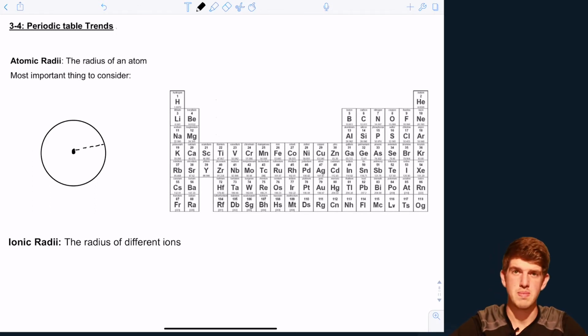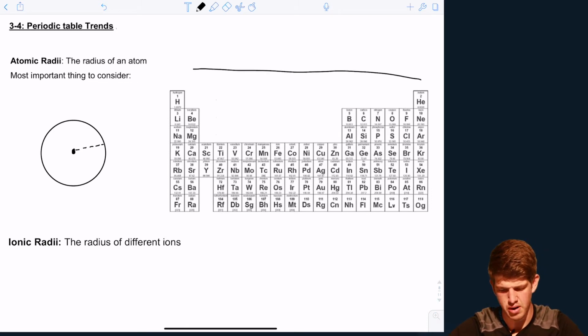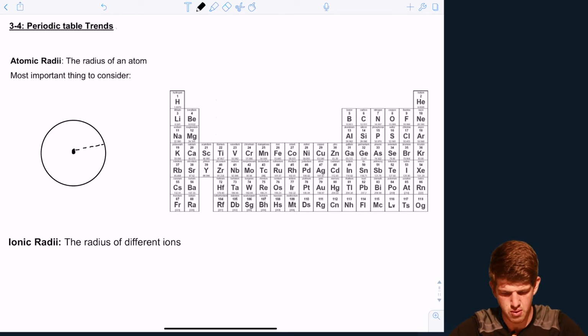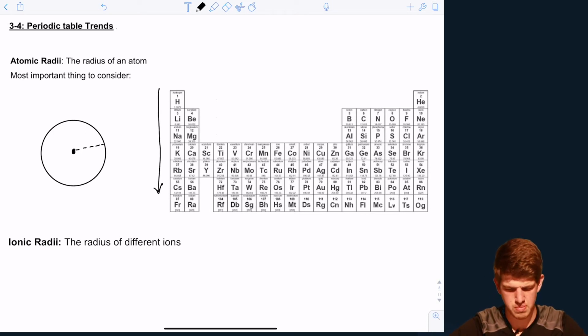If we're going to talk about the trends, usually most of these have some kind of pattern for if they increase, decrease, whatever. So for atomic radii, we increase the radius of an atom as we move down the periodic table. That should make sense, because as we move down, we get into larger and larger shells, and those larger shells are going to cause a larger atomic radius. Now, this is usually the trap that you don't want to fall for.